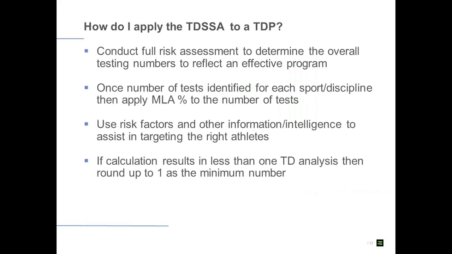The next step is the implementation phase, ensuring that the technical document tests are applied based on reason. And by this I mean utilising as much information as possible to support the application and the timing of those tests to those athletes at risk. There may be some circumstances where the calculation results in less than one test due to a small number of tests being planned for a particular sport or discipline, or a low MLA percentage being applied to that sport. In such circumstances, the minimum figure should be rounded up to 1 as the minimum number of analyses to be applied.